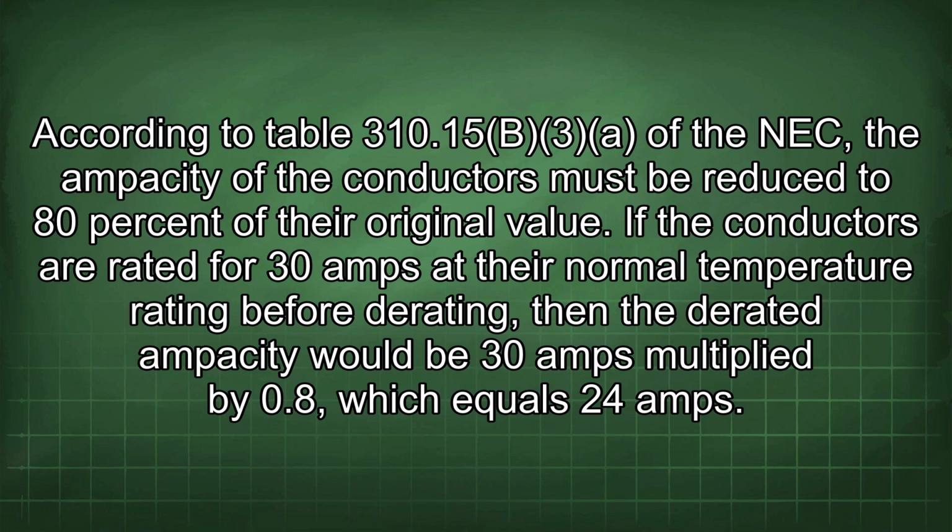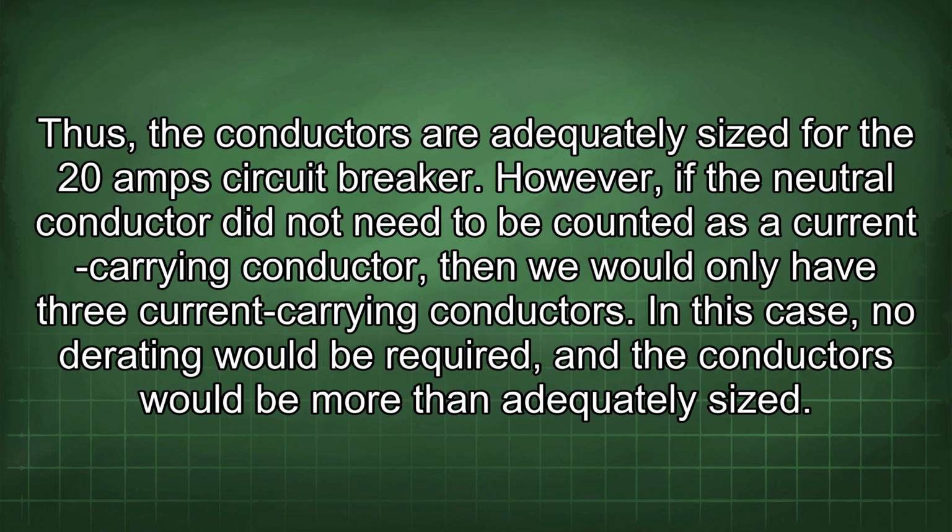If the conductors are rated for 30 amps at their normal temperature rating before derating, then the derated ampacity would be 30 amps multiplied by 0.8, which equals 24 amps. Thus, the conductors are adequately sized for the 20 amp circuit breaker. However, if the neutral conductor did not need to be counted as a current carrying conductor, then we would only have three current carrying conductors. In this case, no derating would be required, and the conductors would be more than adequately sized.